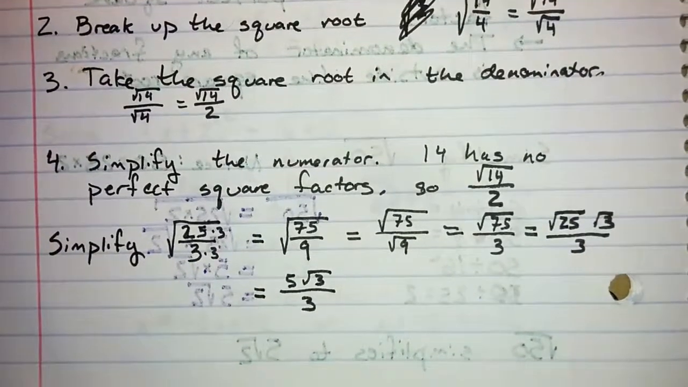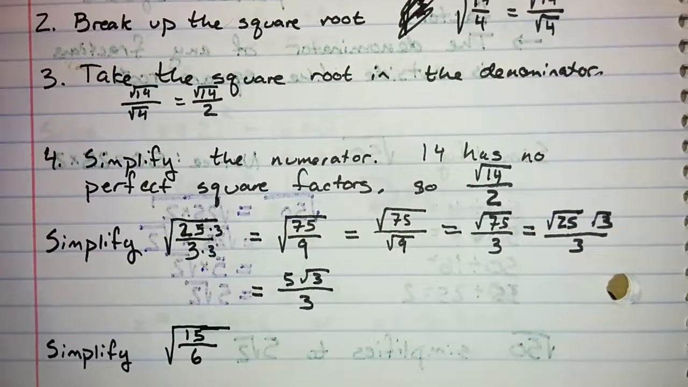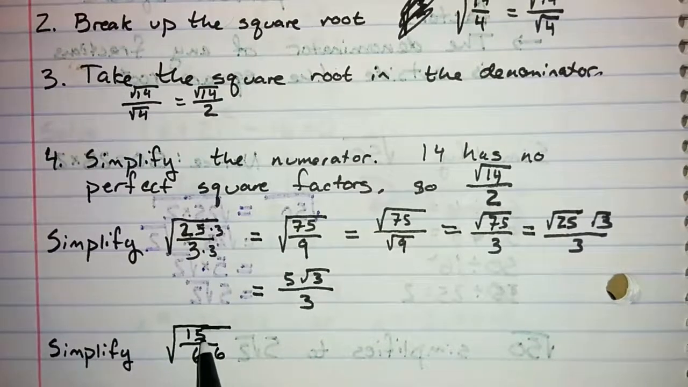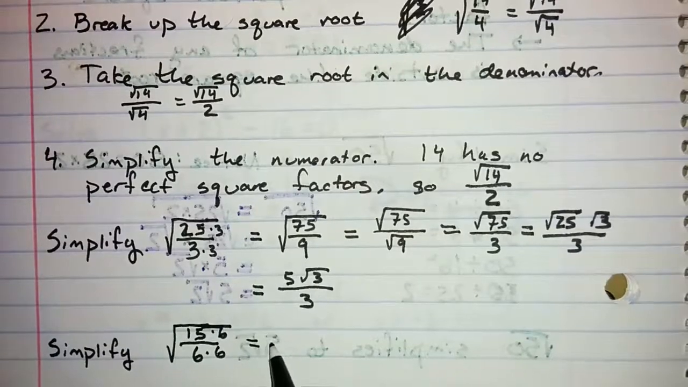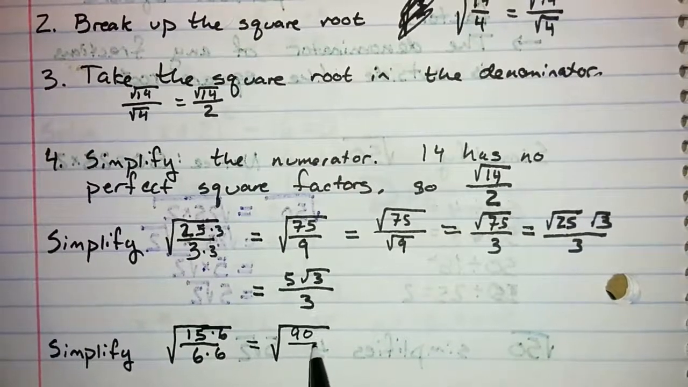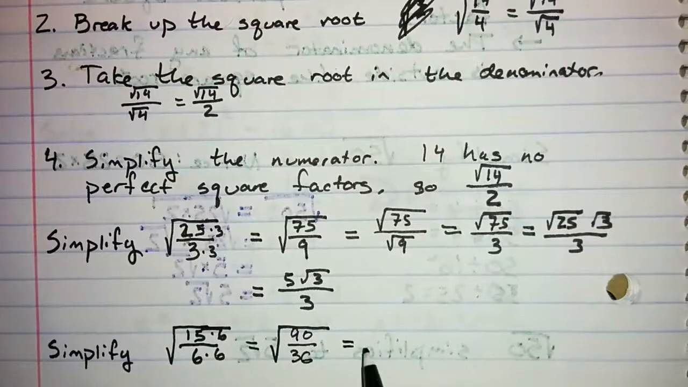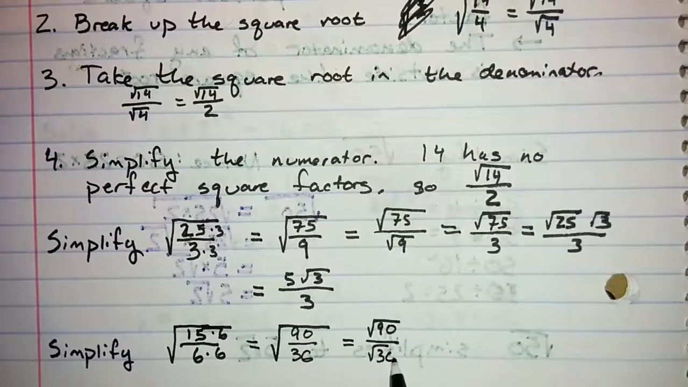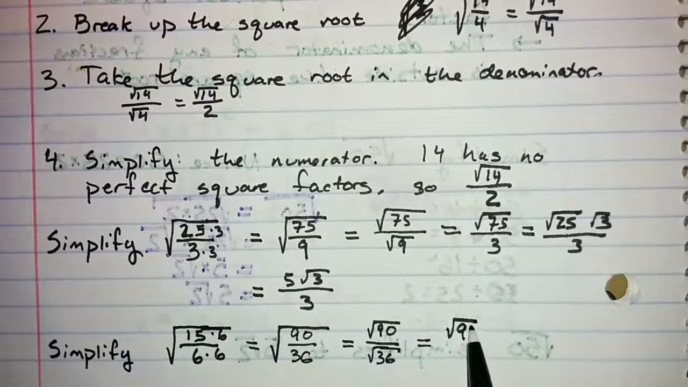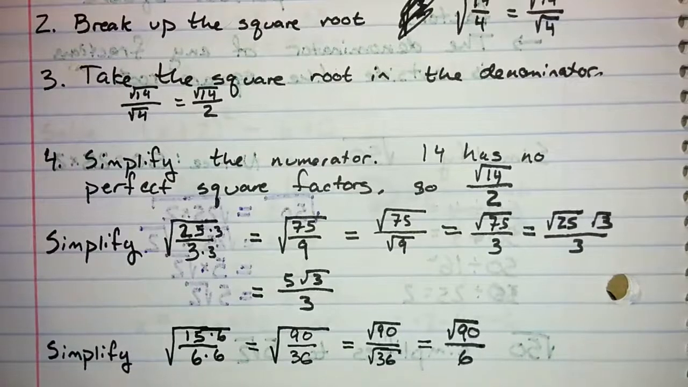All right, I'm going to have you try one of these now. Simplify the square root of 15 sixths. Pause the video and try this now. All right, so I'll start by multiplying my numerator and denominator each by 6. So I'll have the square root of 90 36ths. That'll be root 90 over root 36. That is root 90 over 6.